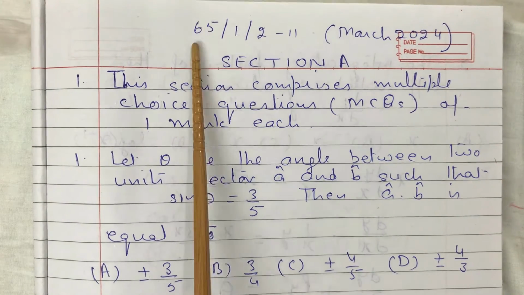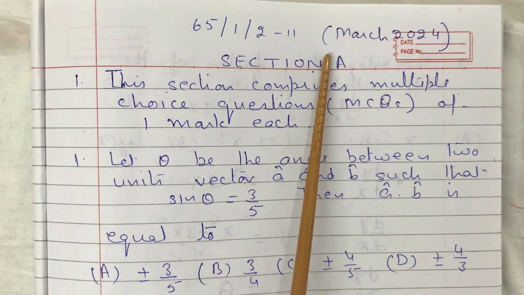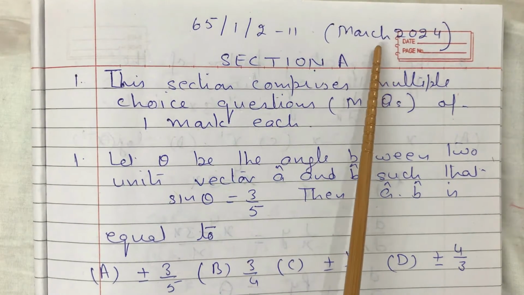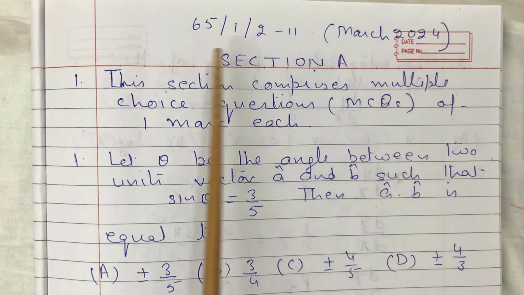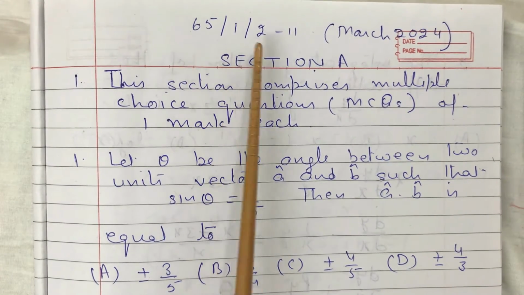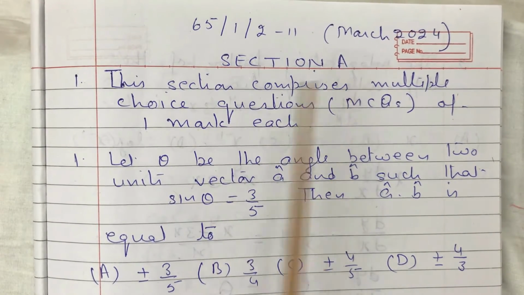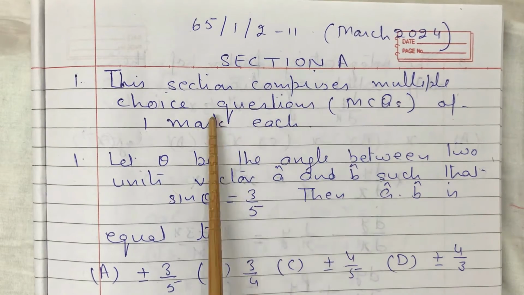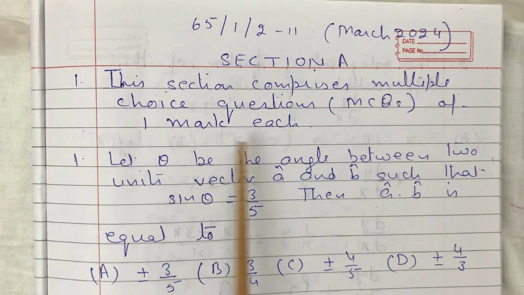Now this is the CBSE board question paper of class 12. This question paper has come in March 2024. This is set number 65/1/2. This is section A. This section comprises multiple choice questions, MCQs of 1 mark each.